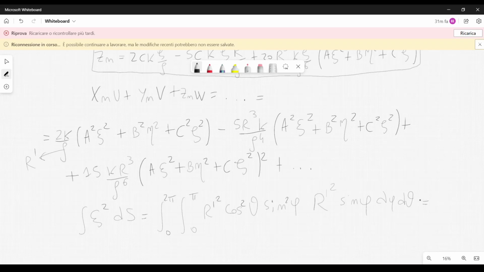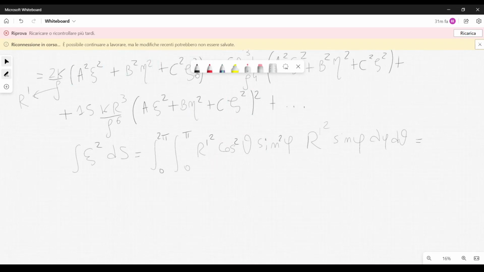And this can be written as, so we can also do the calculation here for the first one. This is simply equal to r prime to the 4th, integral from 0 to 2 pi, cosine squared theta, d theta, which is just pi. Then we have integral from 0 to pi, sine cubed phi, d phi, and this is equal to 4 over 3 pi r prime to the 4th, which is equal to integral eta squared ds, which is equal to integral zeta squared ds, just for symmetry reasons.